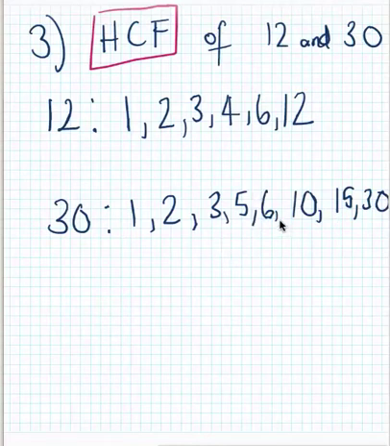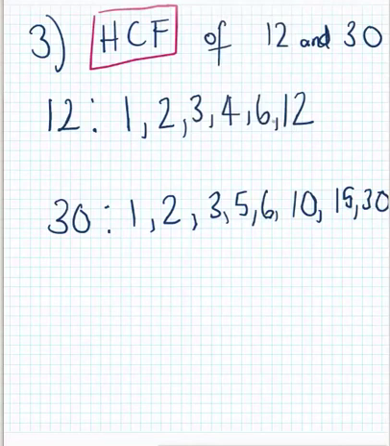And I stop. Okay, so if you get stuck, just remember, start from 1 and then 2 and see if they divide into that number. Now, if that was a question, write down the factors of 12. That's all you got to do. Or write down the factors of 30. This is all you have to do.